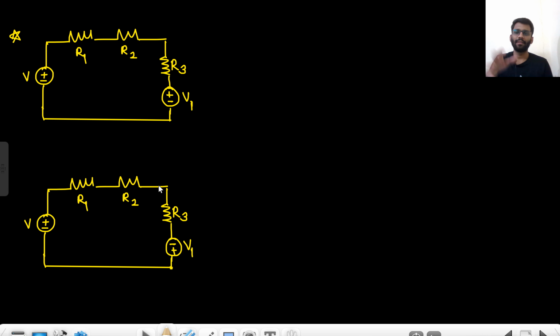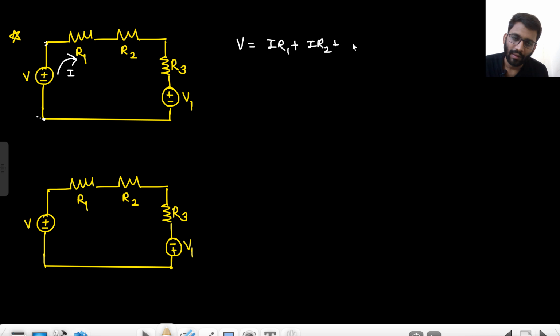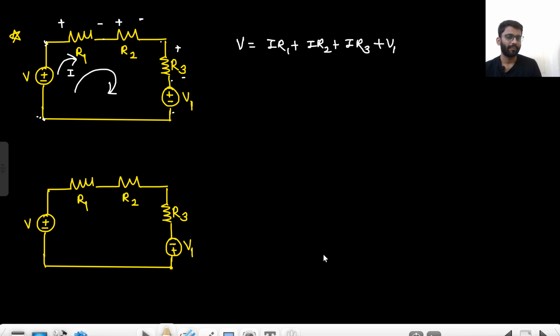Let's see more examples. In this question, if we go from here to here, this is positive, and we are just assuming that current I is flowing like this. So all this will be on the other side. So V would be equal to IR1 plus IR2 plus IR3. Why so? Because the drop will be like this, right? And we are moving this way. So if we are going from here, this will be positive, this will be negative, this will be negative, this will be negative, this will also be negative. So it will come here, right? This is how we will directly apply the KVL now.